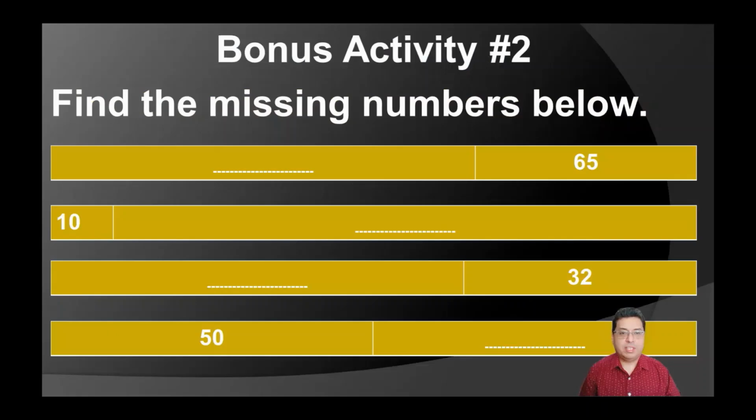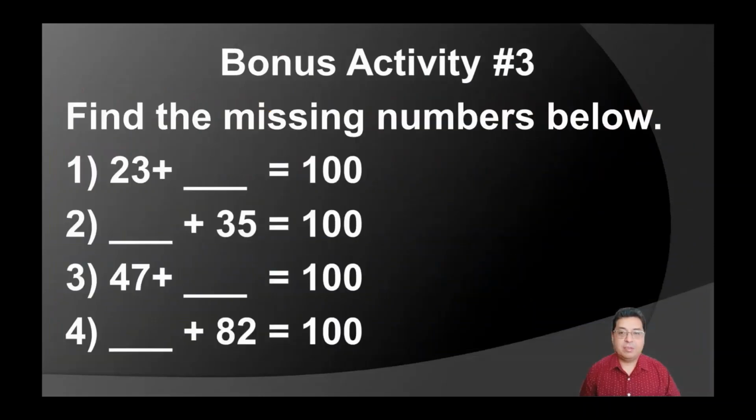So for this bonus activity, I want you to find the missing numbers below. So all these missing numbers here, just find them, okay? And remember, they have to add up to 100, please. And for the final bonus activity, again, I just want you to find the missing numbers below. So I've got these 4 examples and just fill in the blank, basically.